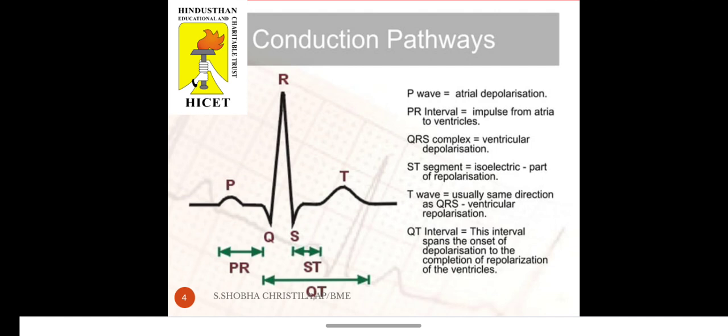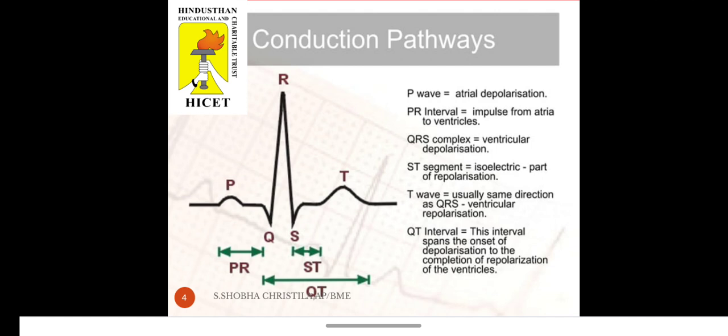Next we will see what ECG means. So ECG is typically made up of these symbols. First we will see about the P wave. P wave means atrial depolarization. Then the PR interval, that is the impulse from the atria to the ventricles. Then you have the QRS complex, that is nothing but ventricular depolarization.